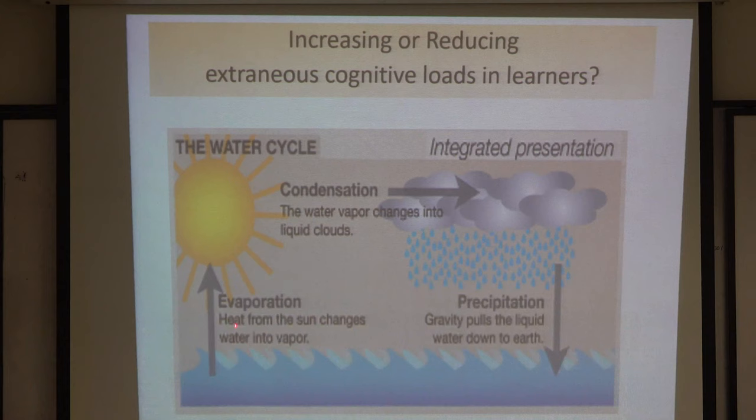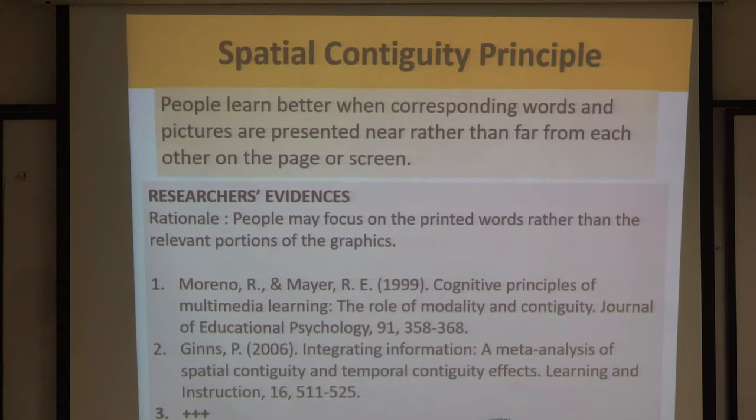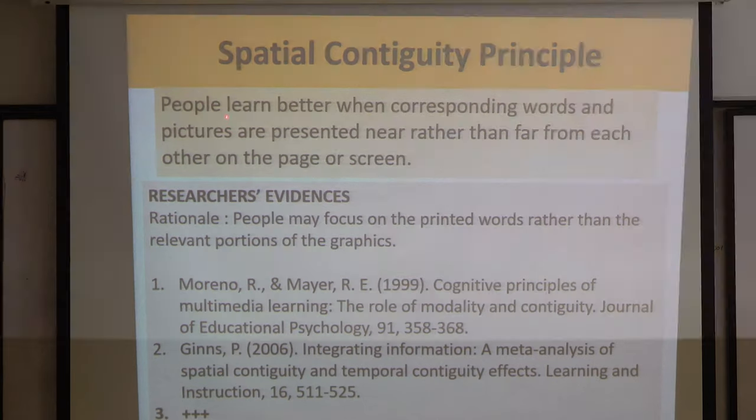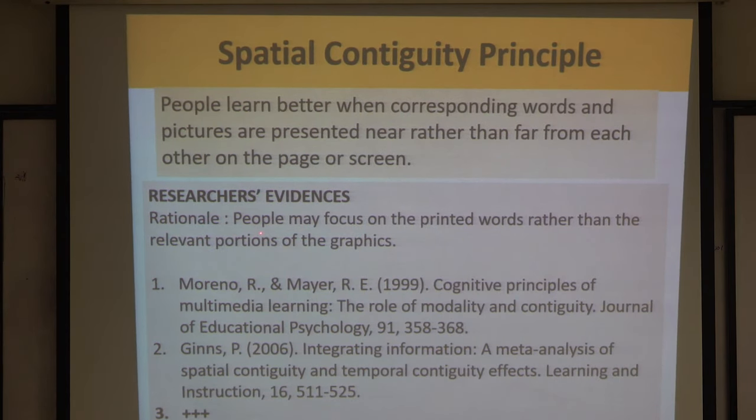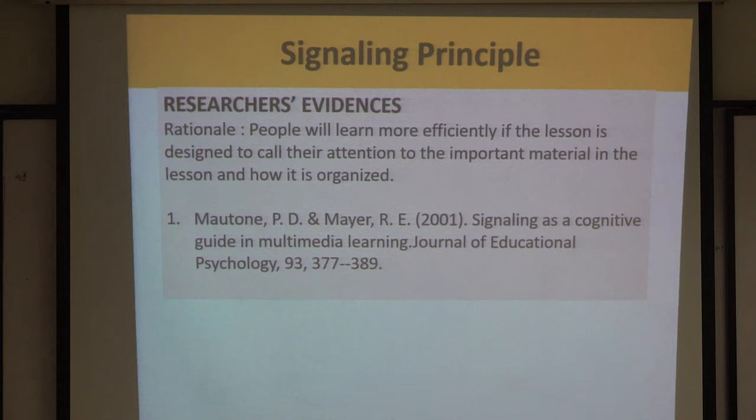There you are. So you see, having the text as close as possible to the graphical part you're talking about reduces cognitive processing. It reduces extraneous cognitive processing. So again, this is the spatial contiguity principle. Otherwise, people may focus on the printed words rather than the relevant portion of the graphic. And there is evidence. Those of you whose students might want to do some research in this area, or you yourself, there is a lot of literature.